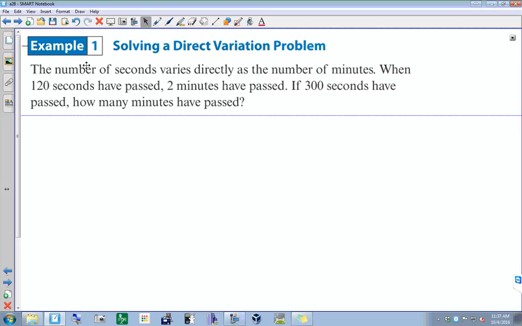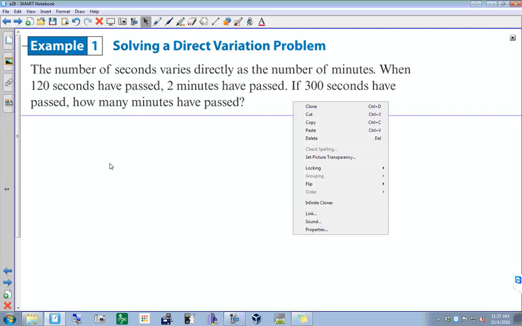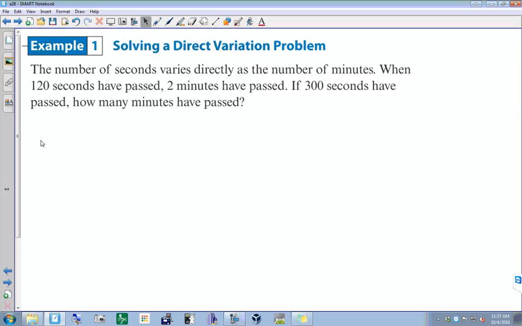So, let's take a look at this one. It says the number of seconds varies directly as the number of minutes. 120 seconds passed, 2 minutes have passed. If 300 seconds have passed, how many minutes have passed? Well, how many seconds are in a minute? 60 last I checked, right?